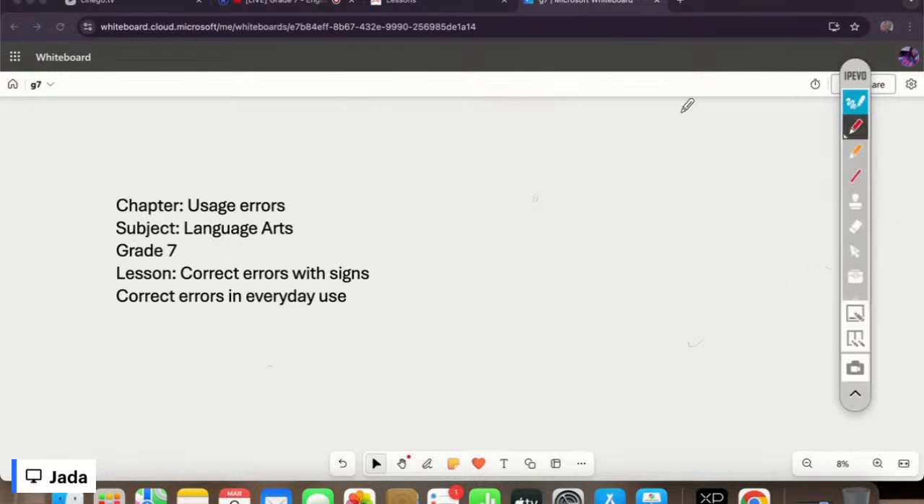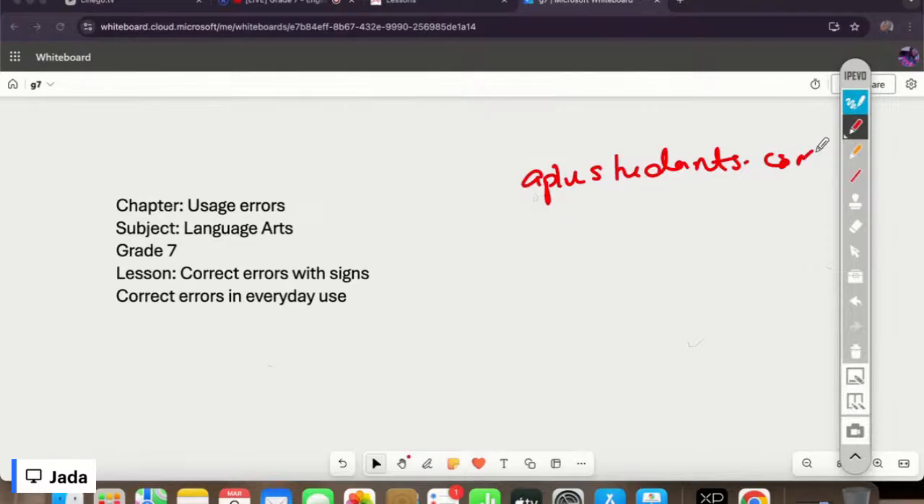Today we'll have usage errors. First, you have to log in using apluslearn.com. Click on language, grade 7. The chapter is usage errors and the lesson is correct errors with signs, correct errors with everyday use.